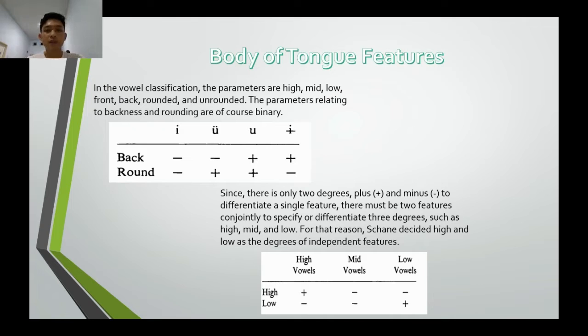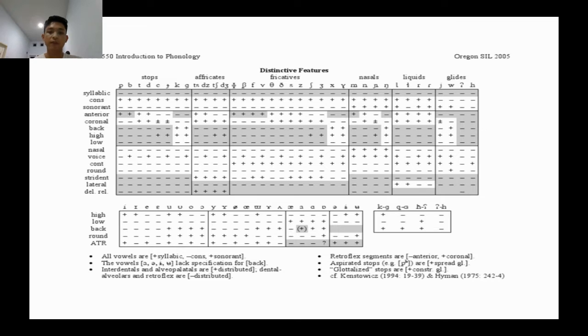Body of tongue features. In the vowel classification, the parameters are high, mid, low, front, back, rounded, and unrounded. The parameters relating to backness and rounding are, of course, binary. You can see the table here. Since there are only two degrees, plus and minus, to differentiate a single feature, there must be two features conjointly to specify three degrees, such as high, mid, and low. For that reason, high and low are designed as independent features.